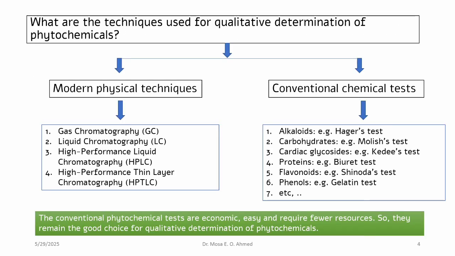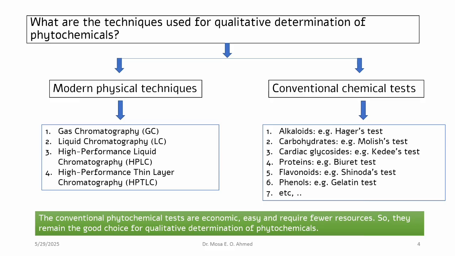You have two types of techniques used for qualitative determination of phytochemicals, mainly physical techniques and conventional chemical tests. The physical techniques include the chromatographic techniques, which we studied in the third year, including gas chromatography, liquid chromatography, HPLC, HPTLC, and so on. And the other class is chemical techniques, including chemical tests for identification of important classes of secondary metabolites.